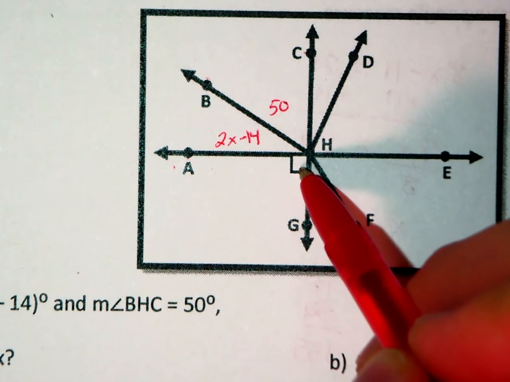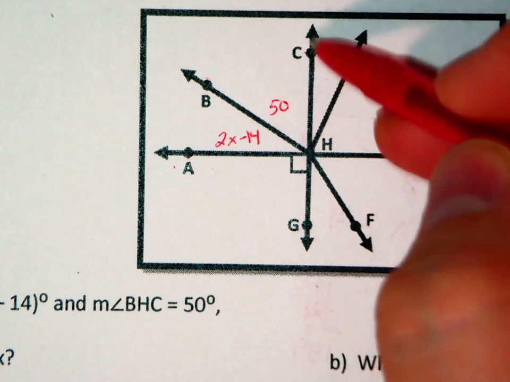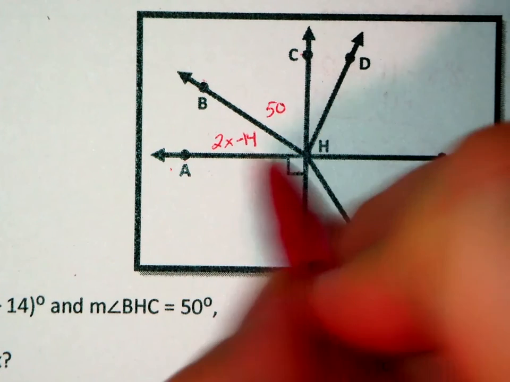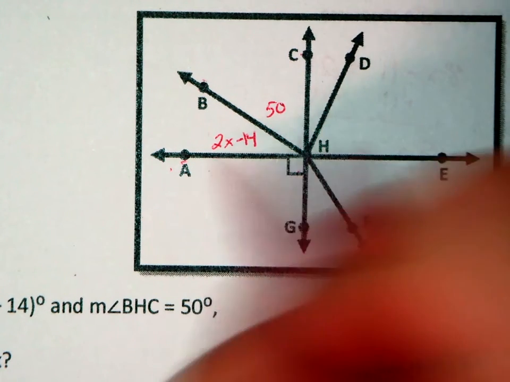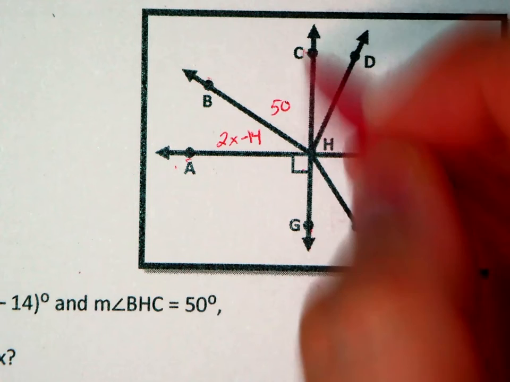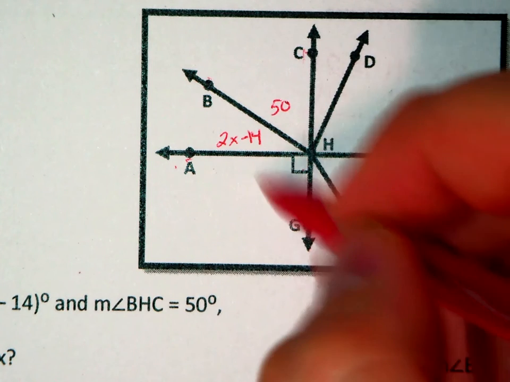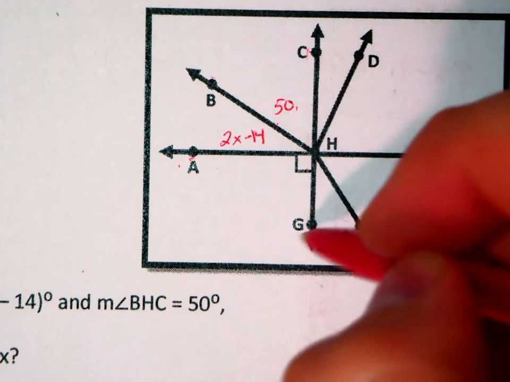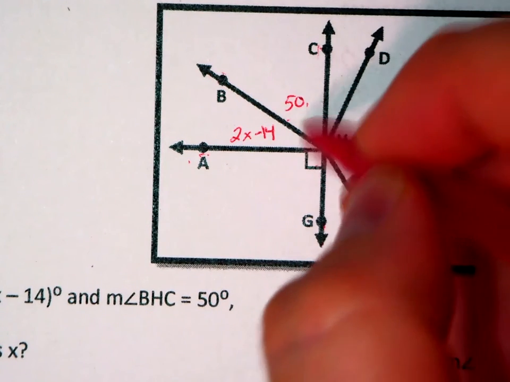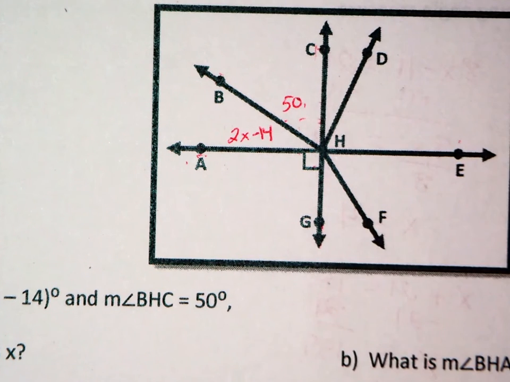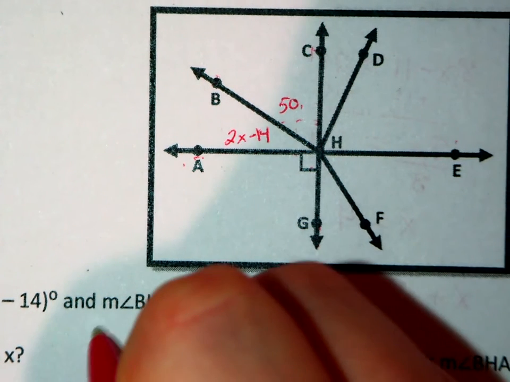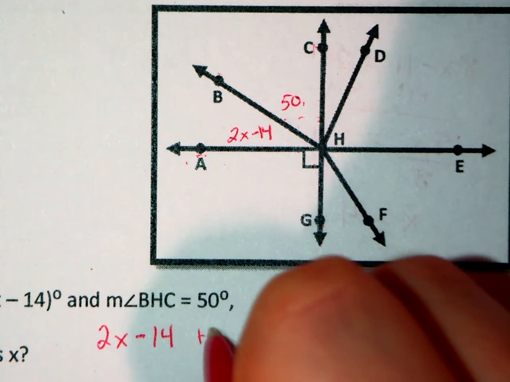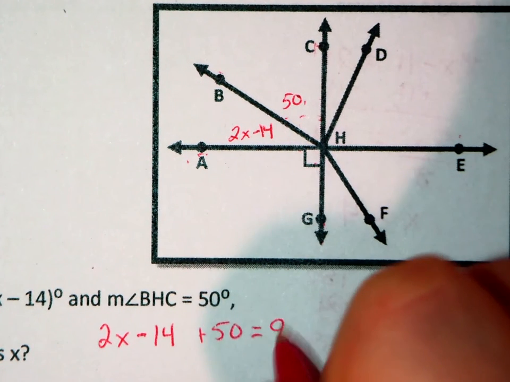Well, we can clearly see I have an angle down here marked as 90 degrees, and it shares line CG, which intersects with line AE. So on line CG, that would be 180 degrees. So these three angles would add up to 180 degrees. AHG is 90 degrees, which means these other two remaining angles have to add up to 90 degrees. So I could say 2x minus 14 plus 50 is going to equal 90 degrees.